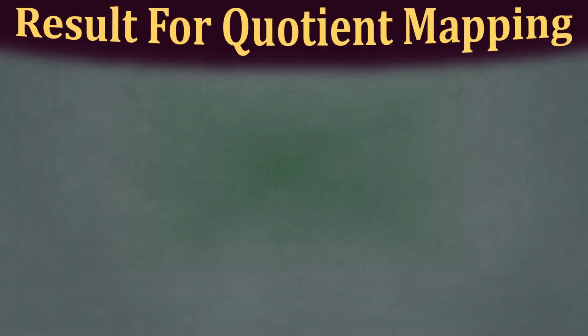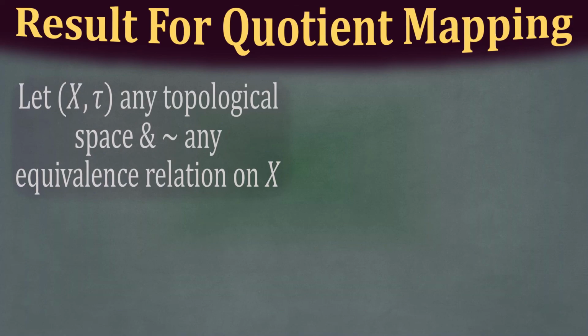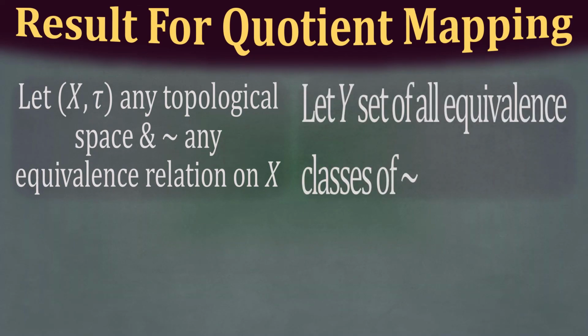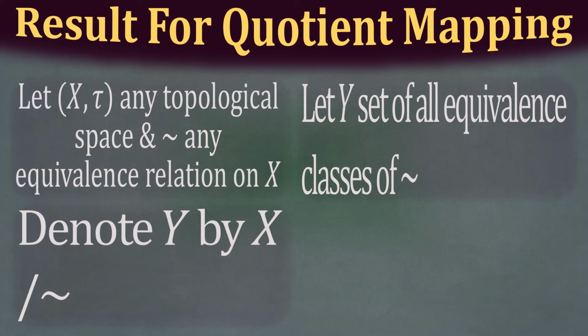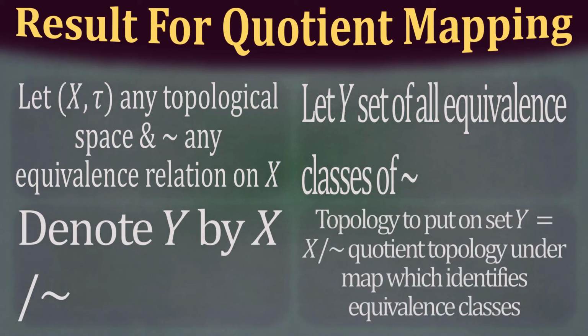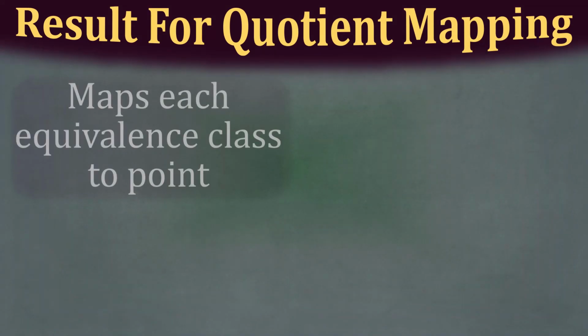Then let's give a result for quotient mapping. Let X with T be any topological space and let tilde be any equivalence relation on X. Let Y be the set of all equivalence classes of tilde. We can denote Y by X quotient tilde. The natural topology to put on the set Y, which equals X quotient tilde, is the quotient topology under the map which identifies the equivalence classes. That is, it maps each equivalence class to a point.